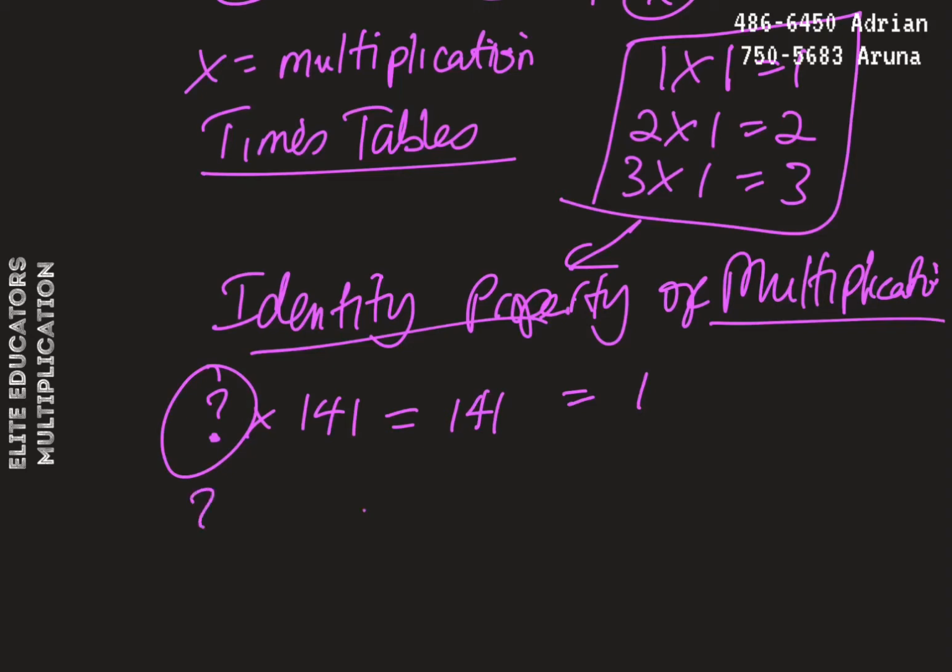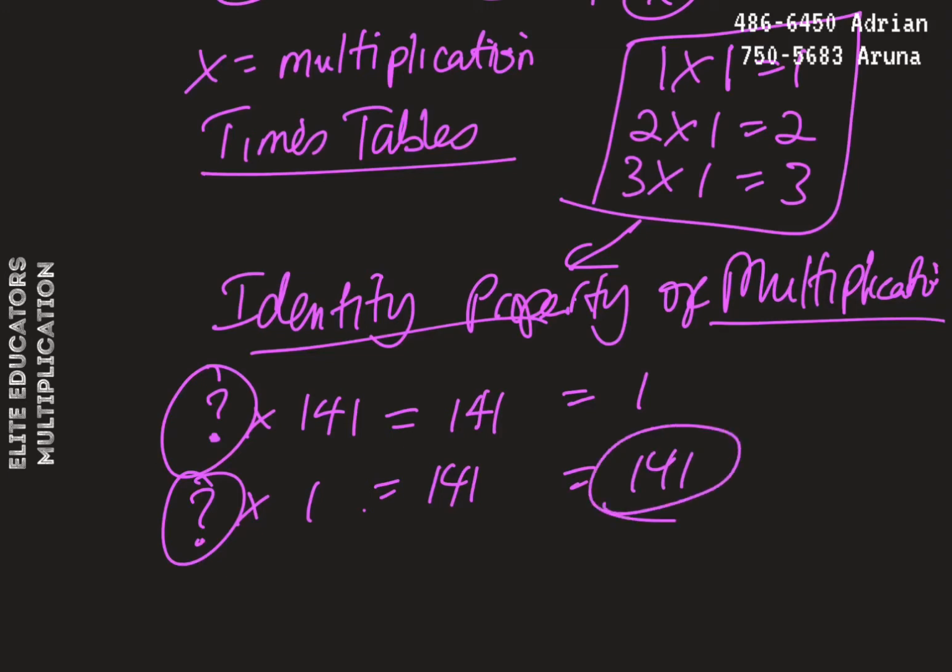Or if we rephrase that, if we have question mark multiplied by 1, which will give us 141, then we know question mark is equal to 141. So in the event that we have a fill in the blanks question and we have the same exact number and it is multiplied by 1, then we know that number itself is the product.